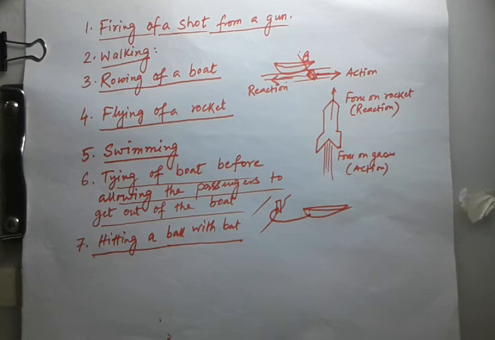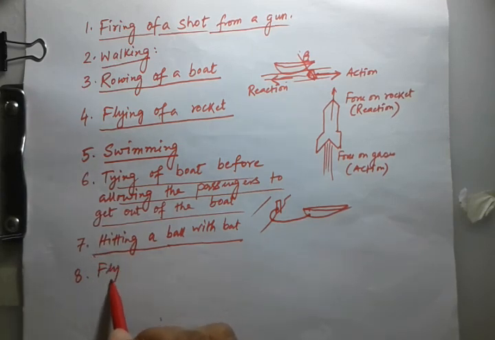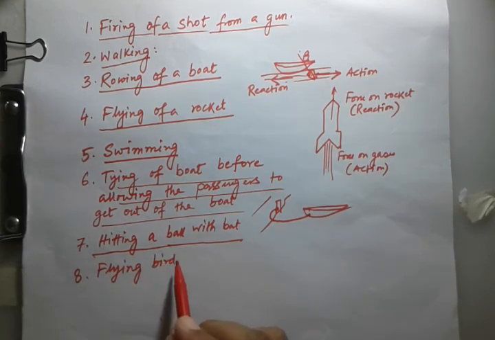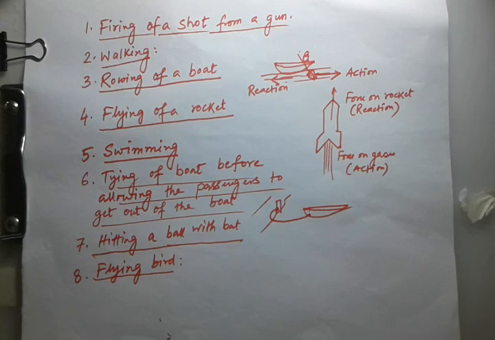Okay, so the next one is the flying bird. What will happen? The bird flies by exerting a force on the air, which is known as the action. The wings of the bird force the air downwards and also backwards. The air in return lifts the bird and also pushes it forward. So this is known as the reaction.